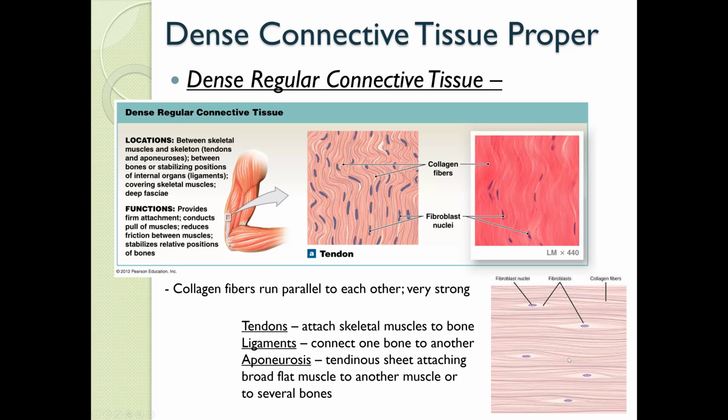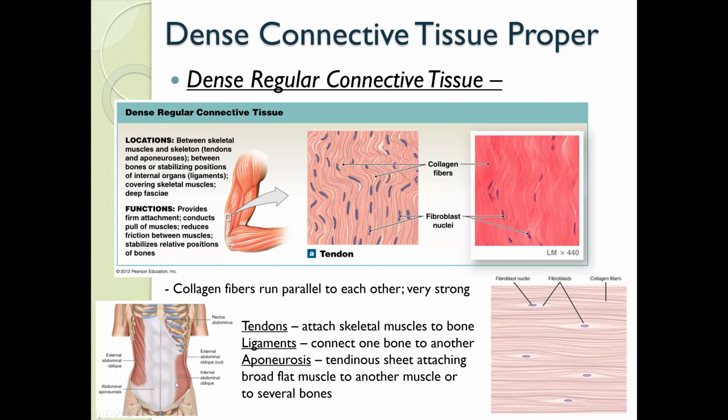And some terms to remember: tendons attach skeletal muscles to bone, ligaments connect one bone to another, and an aponeurosis is a tendinous sheet that attaches a broad, flat muscle to another muscle or to several bones. And so think about the abdominal muscles. When you look at images of muscles in textbooks, you usually see this white area that represents the tendons, and if it's a very broad tendon that stretches over a wide area, then that is called an aponeurosis.